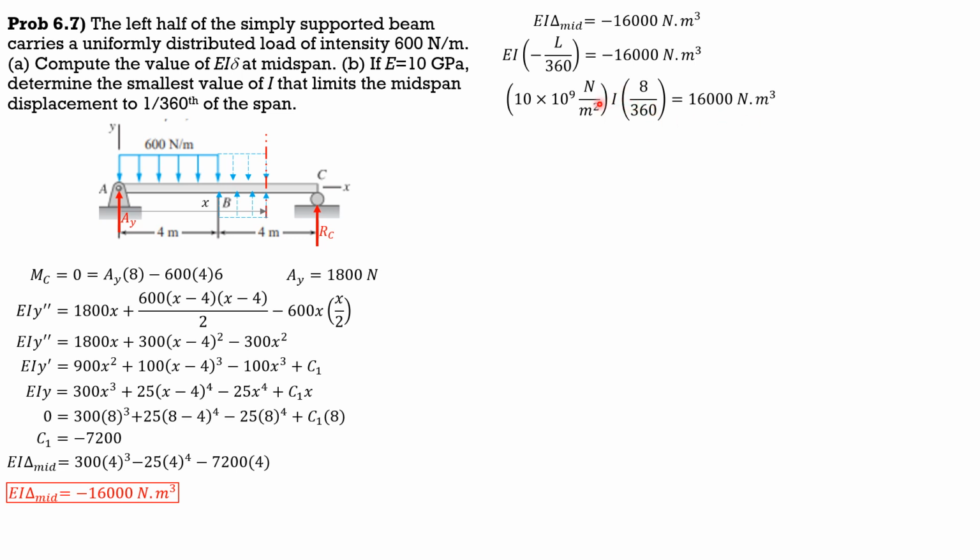So I should be in meter to the fourth. Solving for I is equal to 7.2 times 10 to the negative 5 meter to the fourth, times 1,000 to the fourth to convert that to mm to the fourth. So it is equal to 72 times 10 to the 6 mm to the fourth. So that's it for this problem.